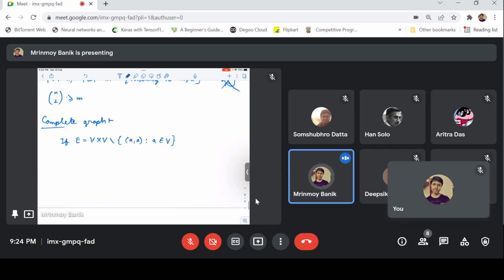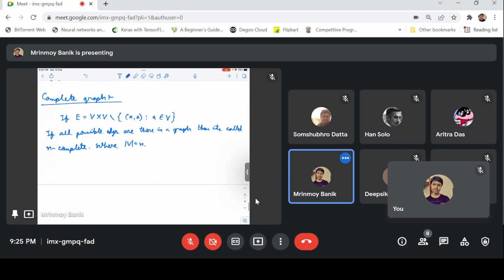So then the graph is called a complete graph. So if all possible edges are there in a graph, then it's called complete, where n is the number of vertices. So now, obviously, in a complete graph, what is the relationship between E and n?